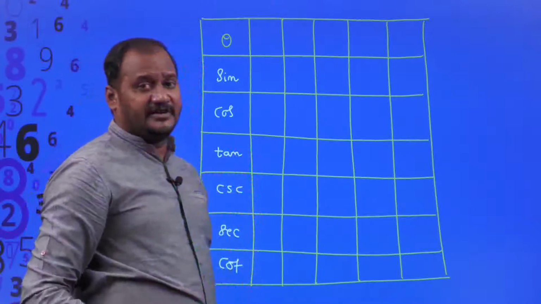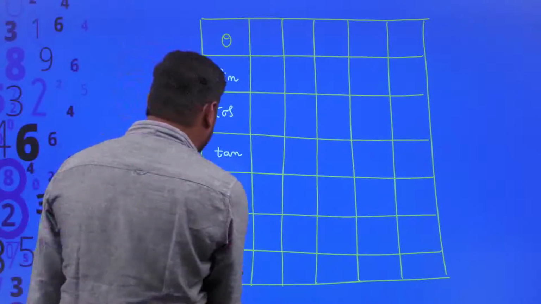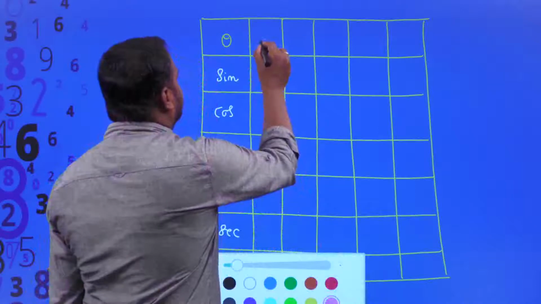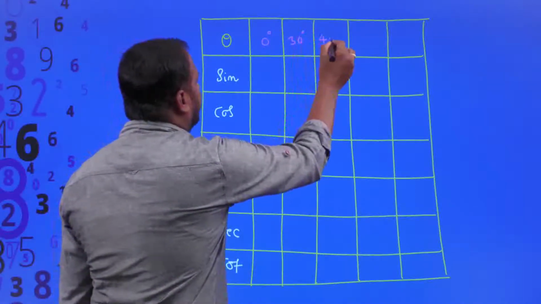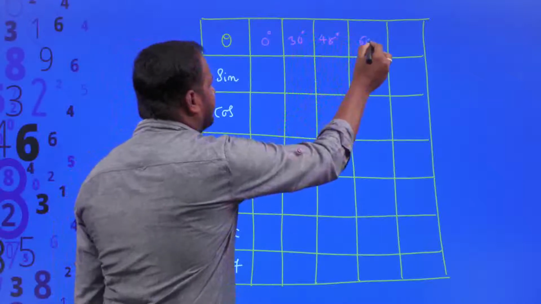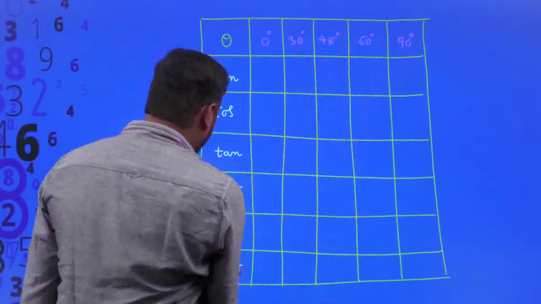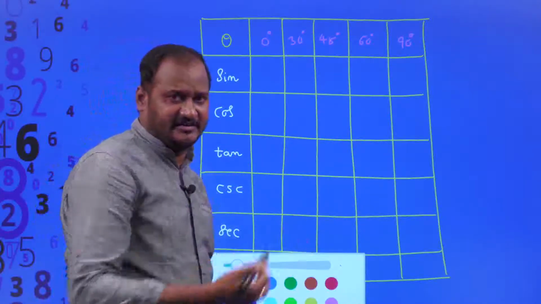We derived for five values, right? 5 angles, specified angles. What are those 5 specified angles? First specified angle is 0 degrees, and then 30 degrees, and then 45 degrees, and then 60 degrees, and then 90 degrees. Now I will write the values of all 6 trigonometric ratios. We just derived all these things, right?